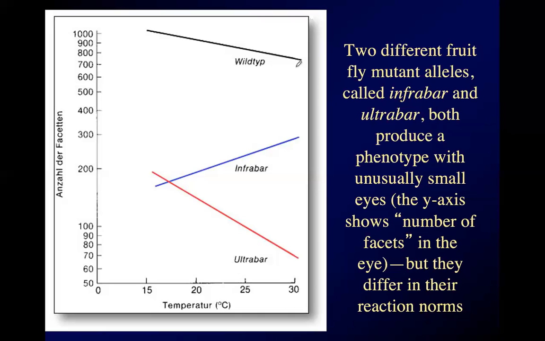And up here at the top, you've got wild type, just regular flies that you might catch in your kitchen if you left a bunch of bananas out for too long. And this trait is phenotypically plastic.